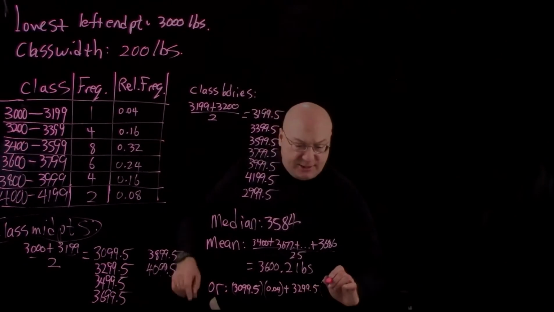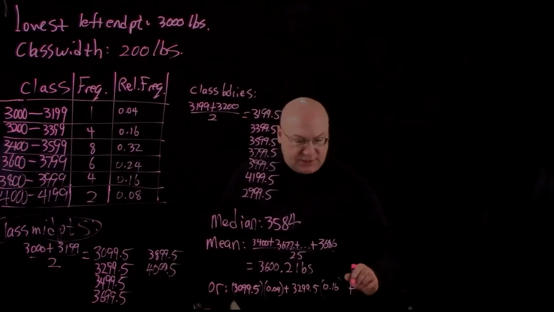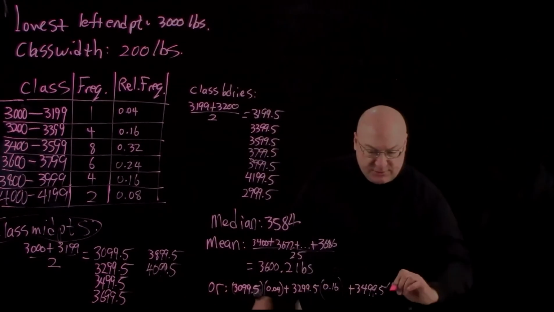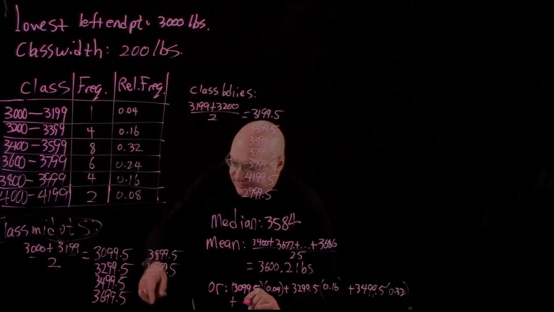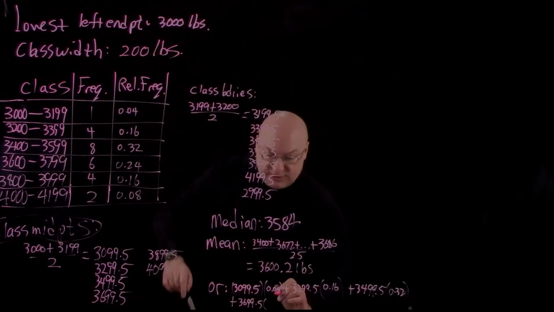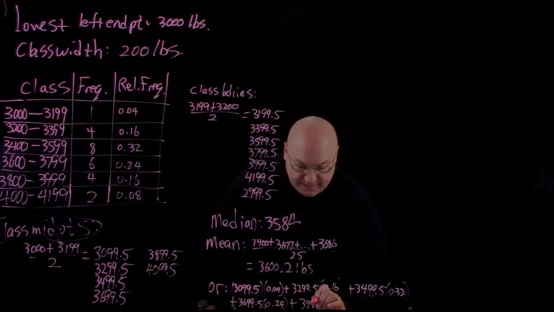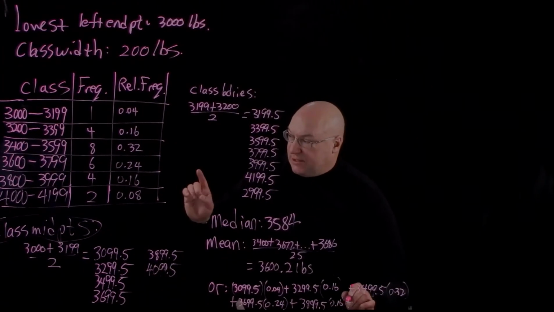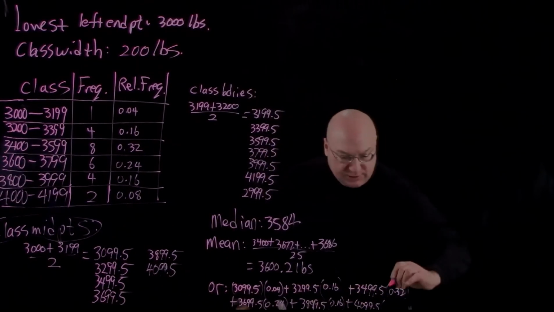3,299.5, and I'll take that times its relative frequency, and let me go one more, plus the next class midpoint is 3,499.5 times its relative frequency, which is 0.32. Can I get another line in here? I think I can. Plus 3,699.5 times its relative frequency, which is 0.24, plus 3,899.5 times its relative frequency, which is 0.16, plus lastly 4,099.5 times its relative frequency, which is 0.08.